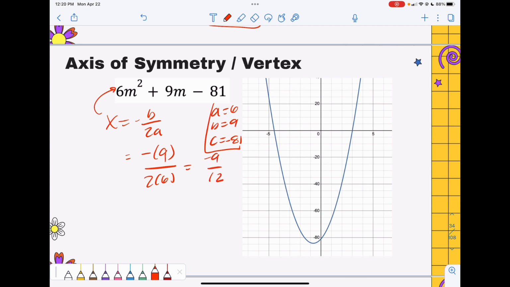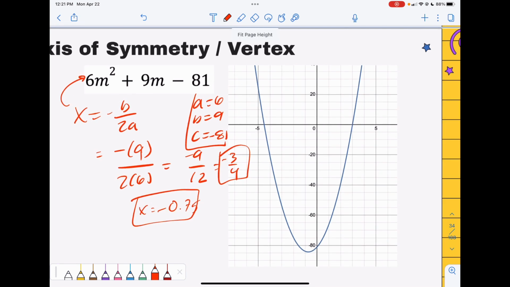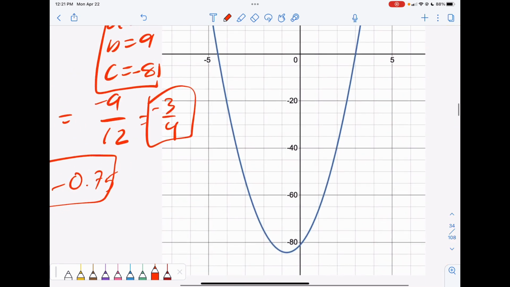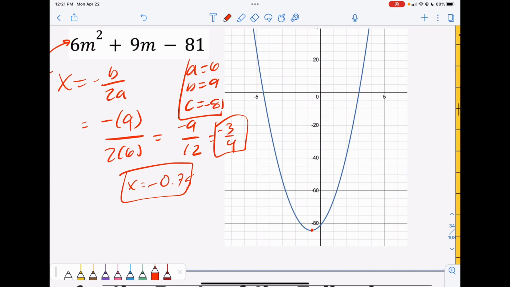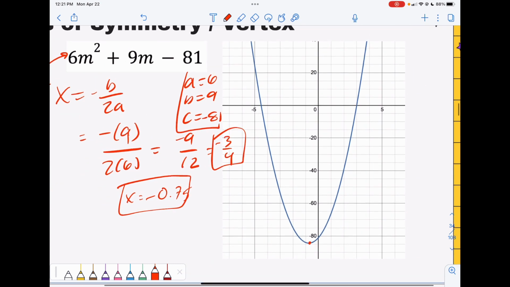9 divided by 12 is going to be 3/4, negative 3/4 when you simplify it. So negative 0.75 if you like decimals, which I certainly do not, negative 3/4. And we can see on our graph, it's counting by ones, and our lowest point is a little bit shy of negative 1, so negative 3/4 makes sense to me. So our axis of symmetry will be there.